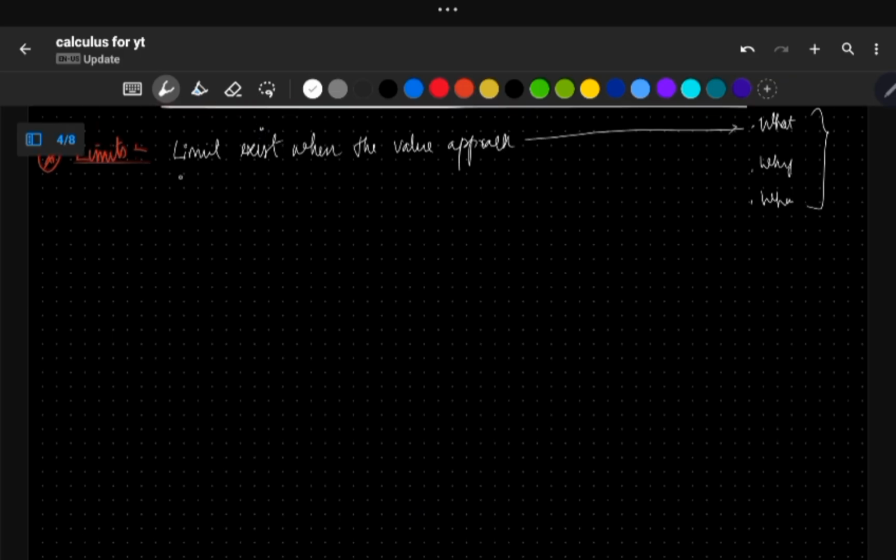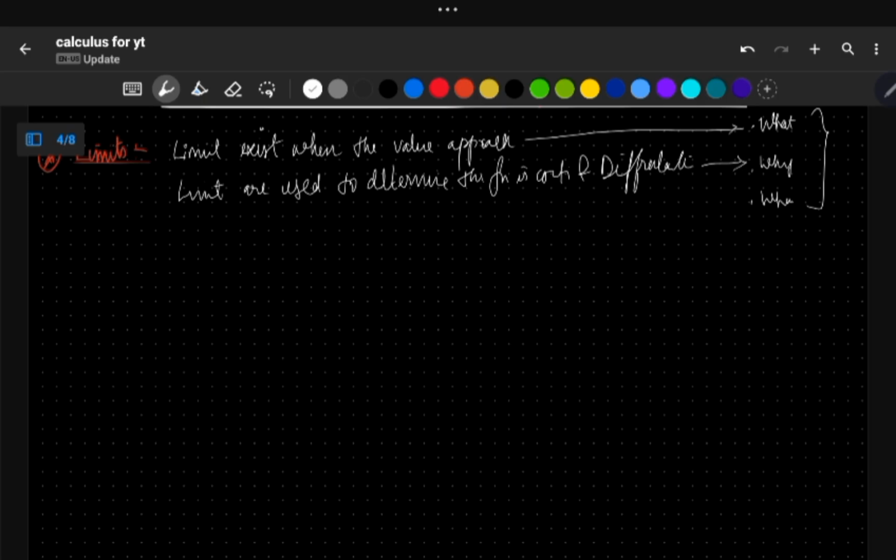So why is limit used? Limits are used to determine if the function is continuous or differentiable, right? So limits are used to determine whether the function is continuous and differentiable. So this is the why of limit.